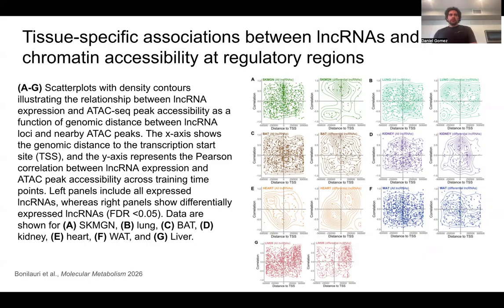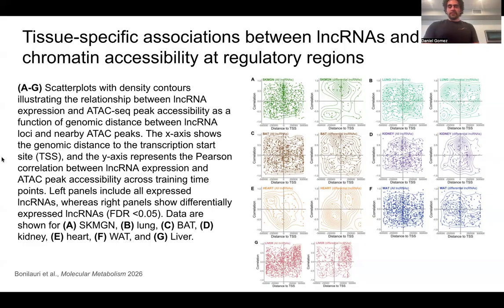Here are some scatter plots with the density contours, and this shows the relationship between lincRNA expression and ATAC peak accessibility as a function of genomic distance between the lincRNA loci and nearby ATAC peaks. So the x-axis has the distance to TSS, which is the transcription start site. And the y-axis is the Pearson correlation between the lincRNA expression and the ATAC peak accessibility across screening time points.